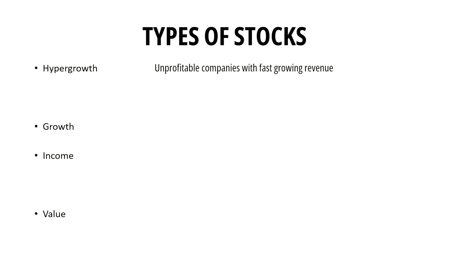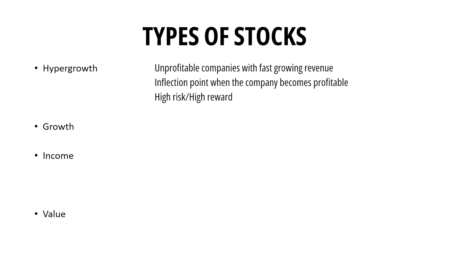As I mentioned, hypergrowth stocks are usually small, unprofitable companies with fast-growing revenue. Hopefully, the revenue grows faster than the business cost, and the inflection point for the company will be when it becomes profitable. It's a high-risk, high-reward play. Some of these companies will end up bankrupt, which means your stock becomes worthless. Some of these companies will become profitable and go on to become great companies, and your stock will soar. As I mentioned, growth companies are profitable companies with growing profits. Companies like Microsoft, Apple, companies like that.